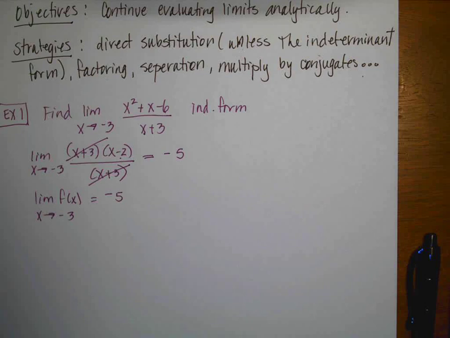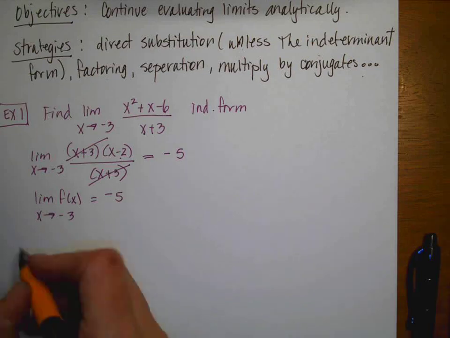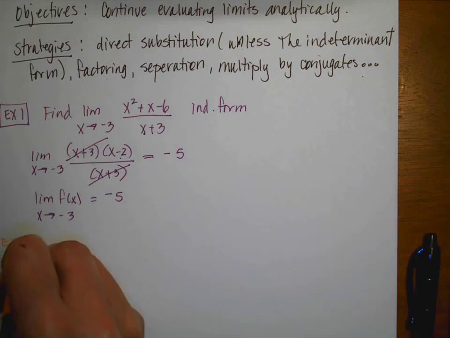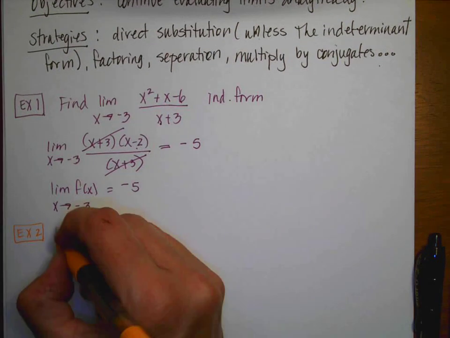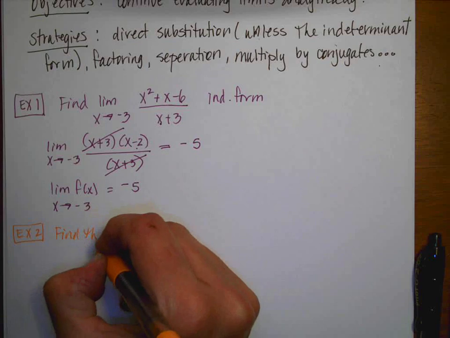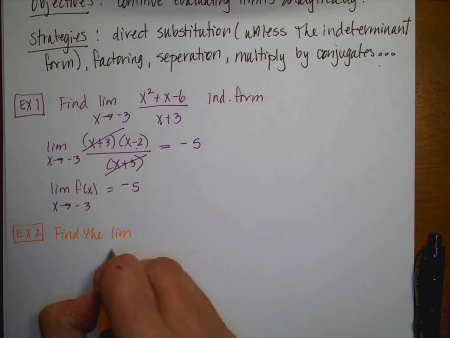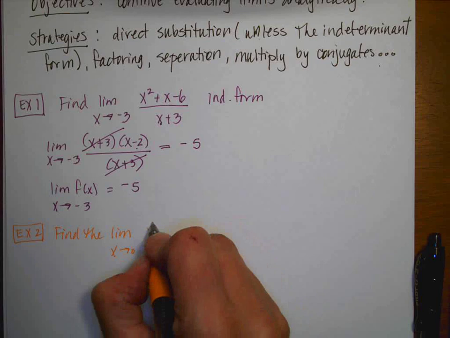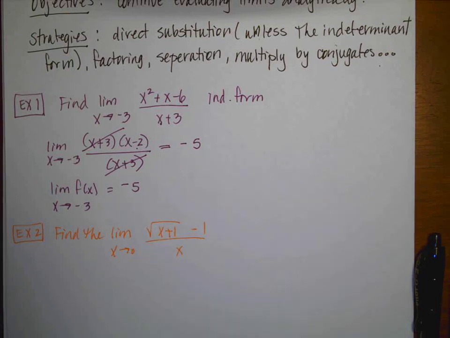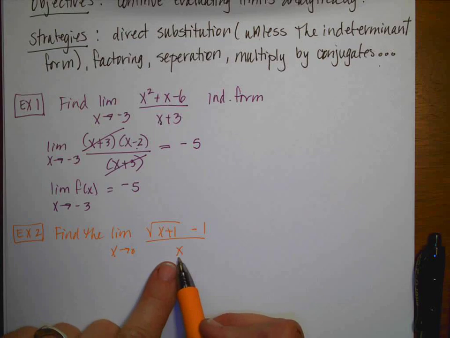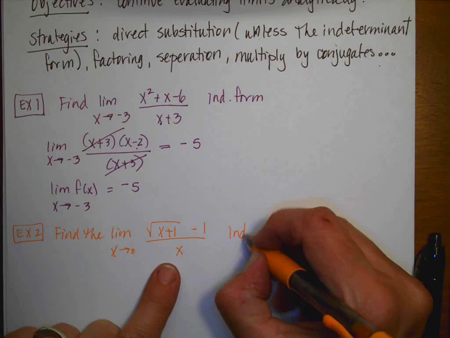So that was a nice, polite way to start our problems. Example number 2 is a little bit more entertaining mathematically. I want to find the limit as x approaches 0 of the square root of x plus 1 minus 1 over x. And again, the first thing we should look at is to see if I can do direct substitution. But alas, I have a 0, which means it is the indeterminate form.